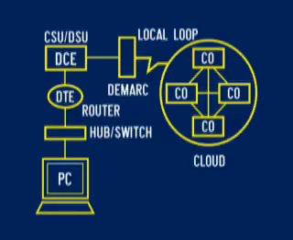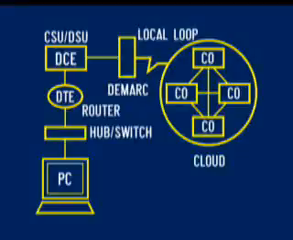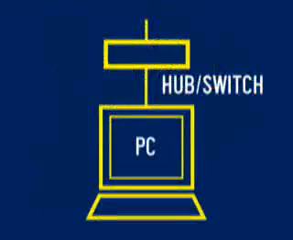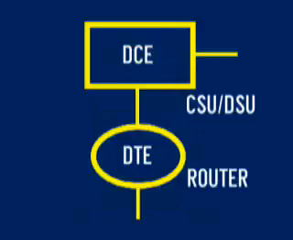Now let's focus on some of the main physical interfaces or components used to provide WAN services. Beginning at the customer site, we see a personal computer, or PC, on a local area network. The PC is connected to a hub or switch through horizontal cabling. Also connected to the hub or switch in our drawing is a router, which would be the default gateway for all hosts on the local area network.